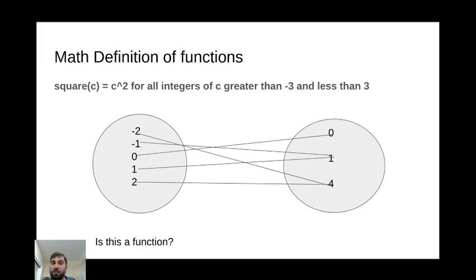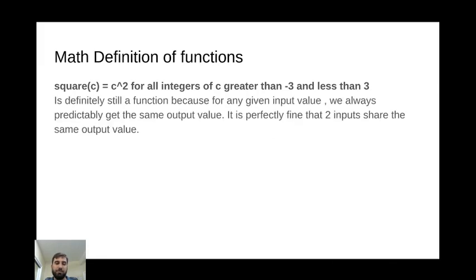Well, the answer is yes. It's okay if 2 of our inputs go to the same output. That's fine. As long as every time I plug in -2, I always get 4, I can predict it, I can feel confident about it, right? But if we ever have a situation where I plug in -2 and one time I get 0, one time I get 4, that's where we have a problem. So this is still a function.